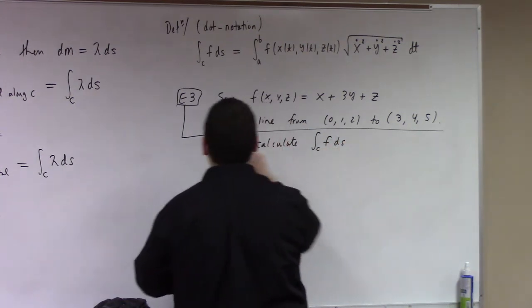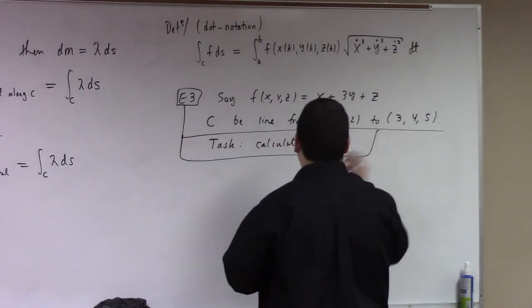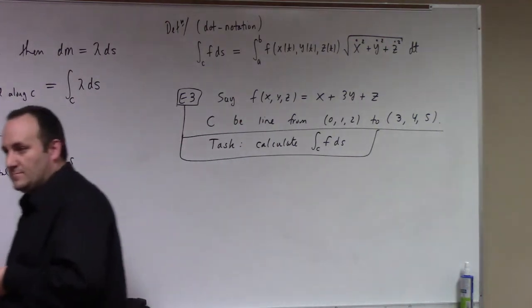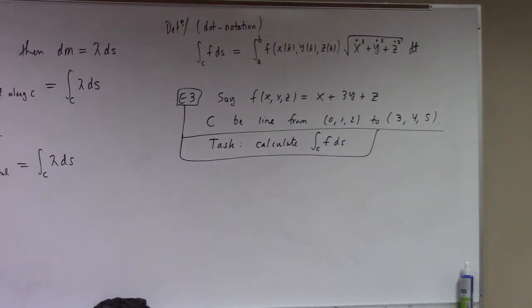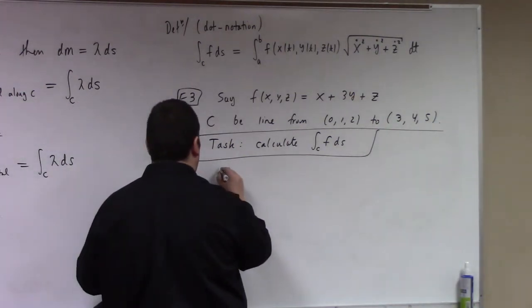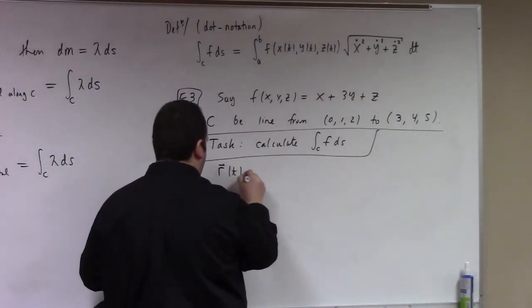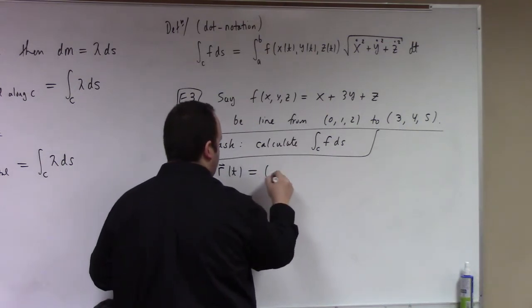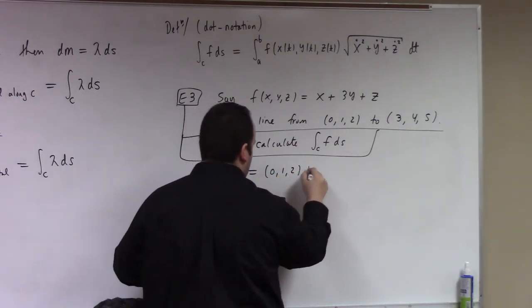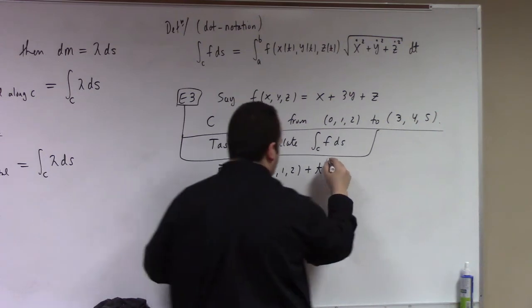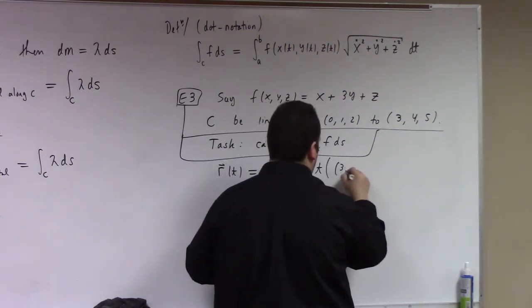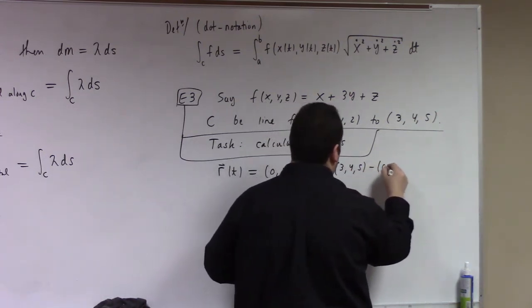So what do I have to do to be successful at this example? What do I need to be able to do? One of those things you're supposed to be able to do at this point. Yeah, parameterize the curve. We're talking about a line from (0, 1, 2) to (3, 4, 5). So how do you do that? I'll start you out. (0, 1, 2) plus t times what? (3, 4, 5) minus (0, 1, 2). Yep.